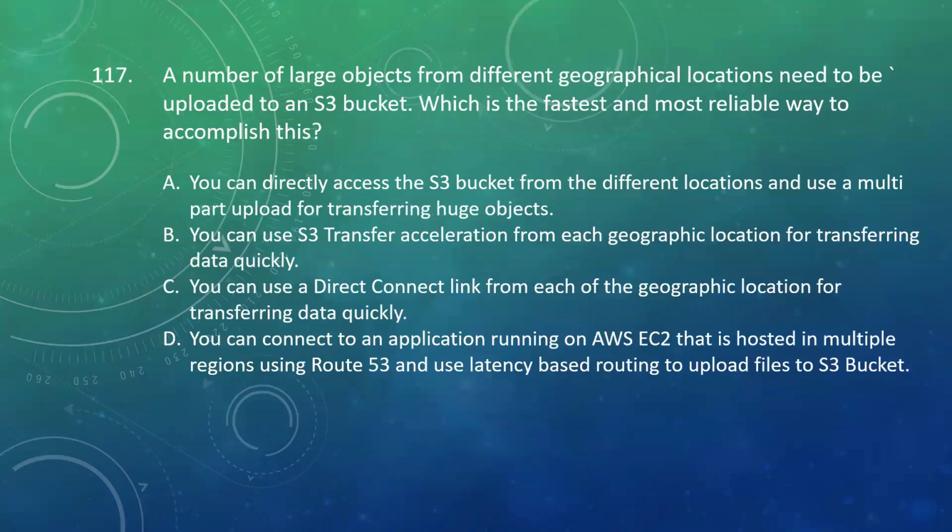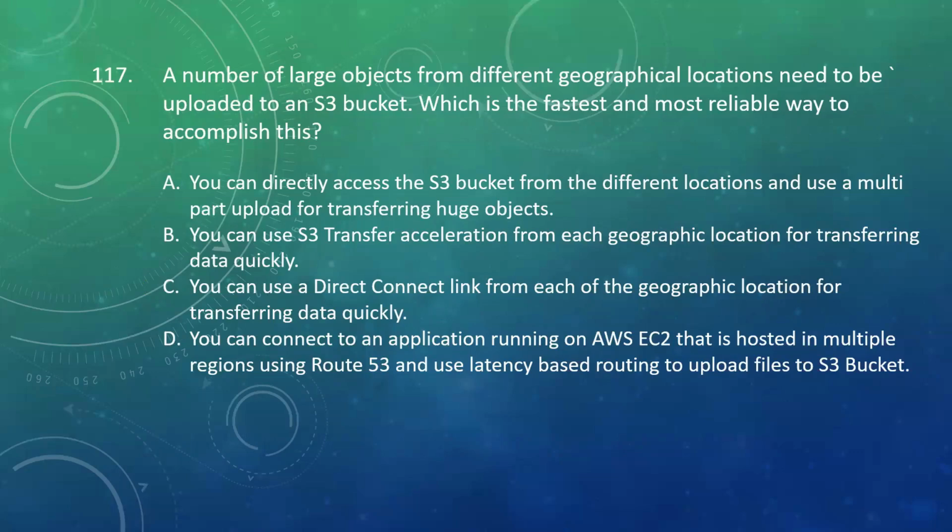Moving on to question number 117. A number of large objects from different geographical locations need to be uploaded to an S3 bucket. Which is the fastest and most reliable way to accomplish this? Your options are option A, you can directly access the S3 bucket from the different locations and use a multi-part upload for transferring huge objects.